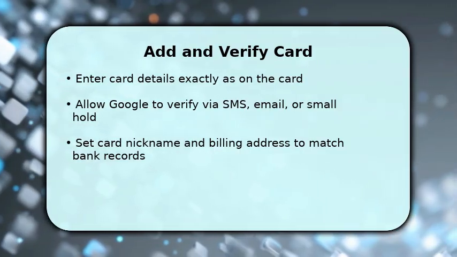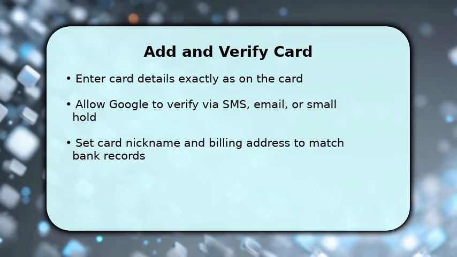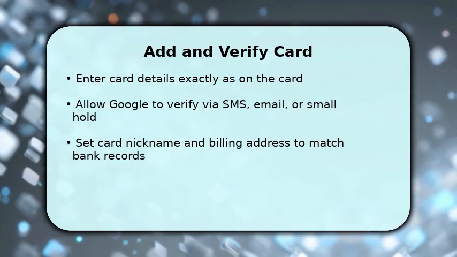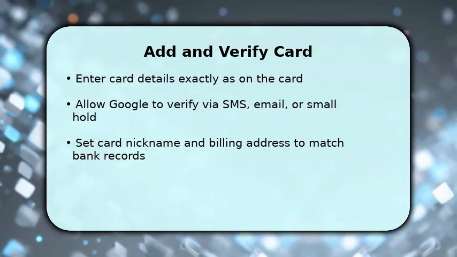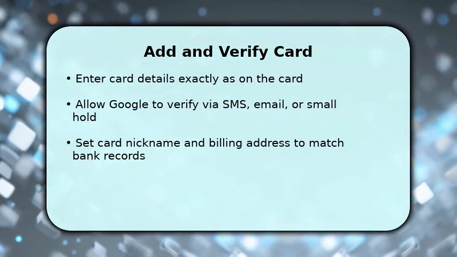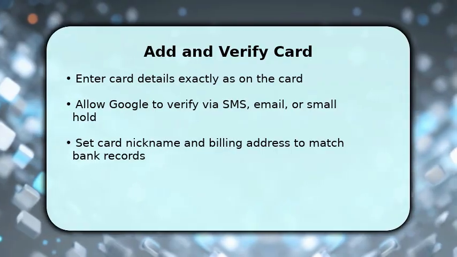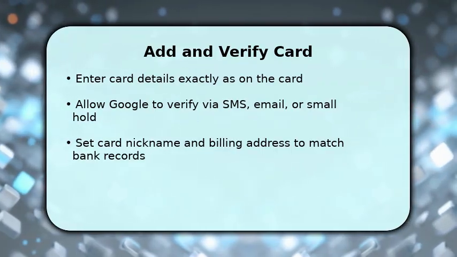Check your bank app or messages. If a hold appears, note the 3-6-digit code in your transaction details and enter it if prompted. Once verified, name the card and confirm the billing address matches bank records. This prevents declines when you use Google Wallet online.